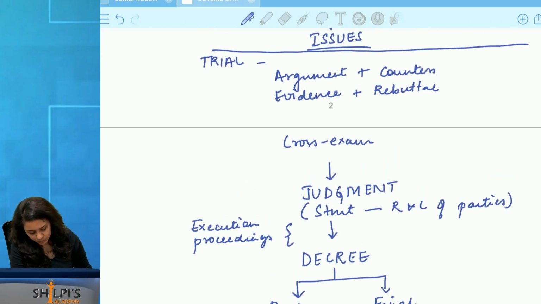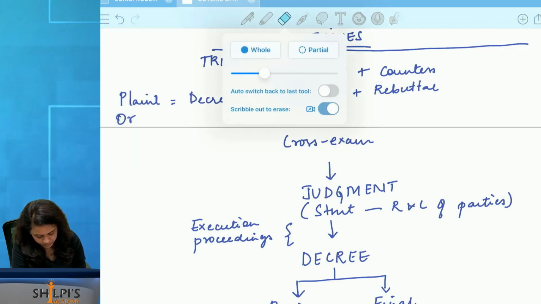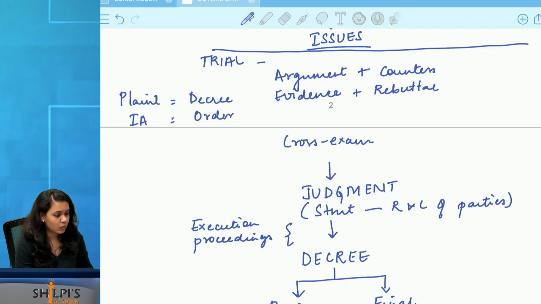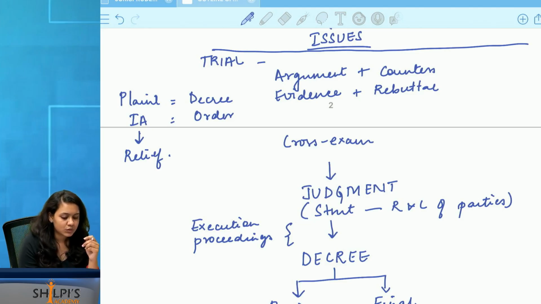Now, one more thing in between that we had studied is if you give a plaint, you get a decree. If you submit something known as an interim application, you will get an order. What is an order and a decree? They are the same. The only difference is an order is temporary in nature. When can an interim application be submitted? Anytime after the plaint is submitted to the court. Why do you submit an IA? To get some kind of immediate relief. Okay. So, this is what we had seen.